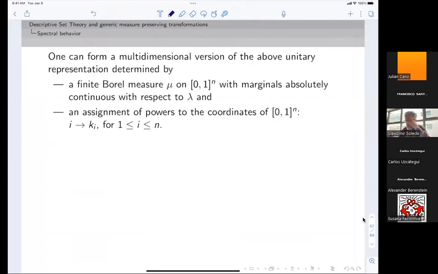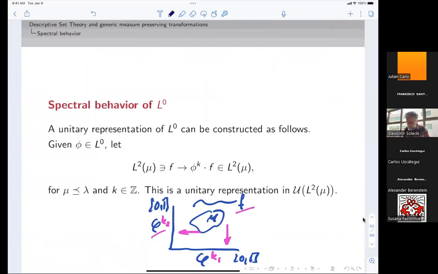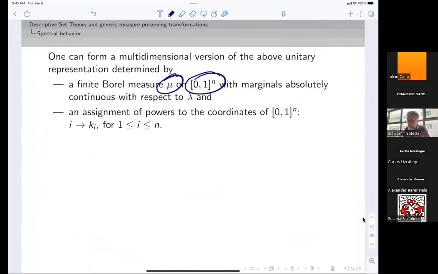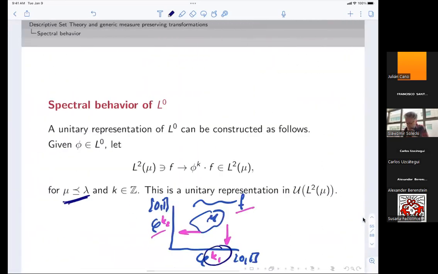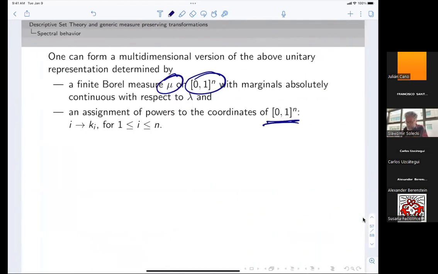So let's just recall what we've done. One can form a multi-dimensional version of what I did above. The only thing that's important here is that I go to the product of [0,1]. I have a measure on it. I have to assume some properties of this measure, but let's not worry about it. Marginals have to be absolutely continuous with respect to lambda. That's kind of expected, because you see this mu here had to be absolutely continuous with respect to lambda. So there is a mu on this product, and there is an assignment of powers to the coordinates of [0,1]^n. These are these two powers here that I was pointing out. So now I have several of those powers.